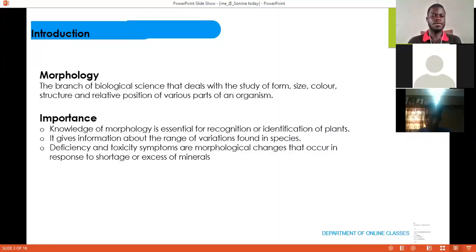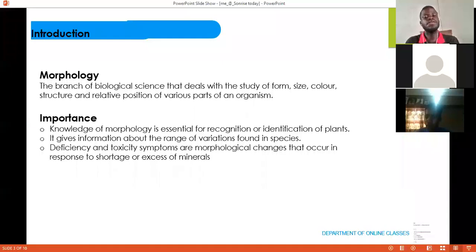Now, the study of morphology is important for recognizing and identifying plants. Okay, so we want to know which plant this is based on the form, the size, the color, and structure, and of course the relative positions of parts of the plant. All right, that will help us to identify and recognize the plant. So when we see this plant, we know that based on these physical structures that we see, this plant is called A or B or C.